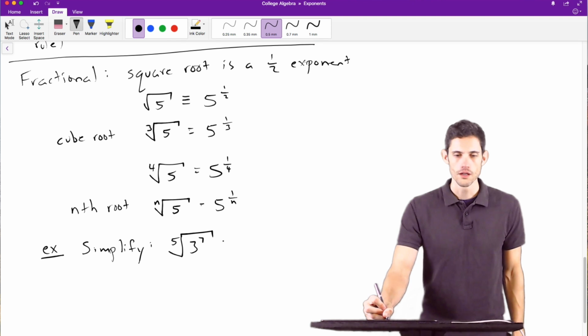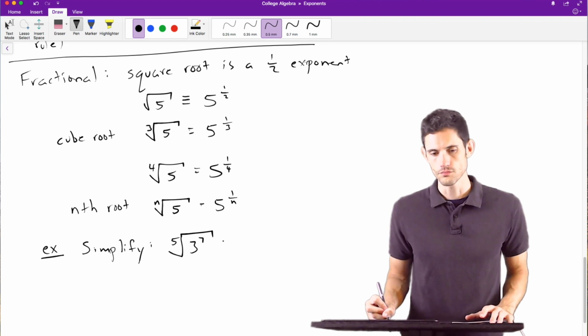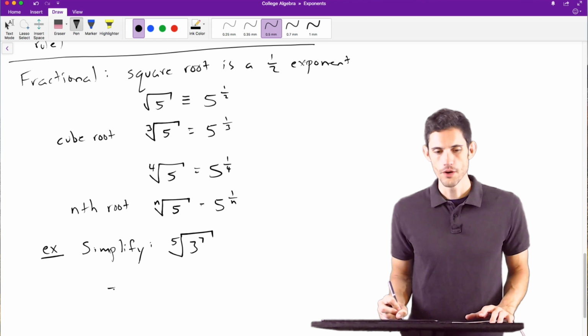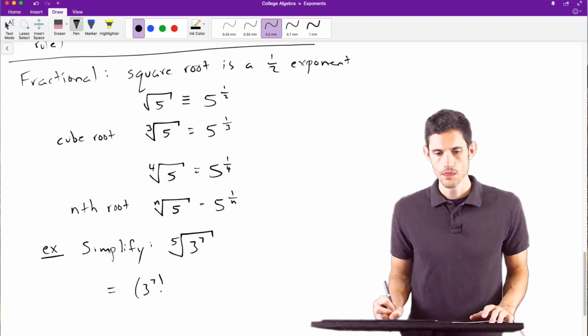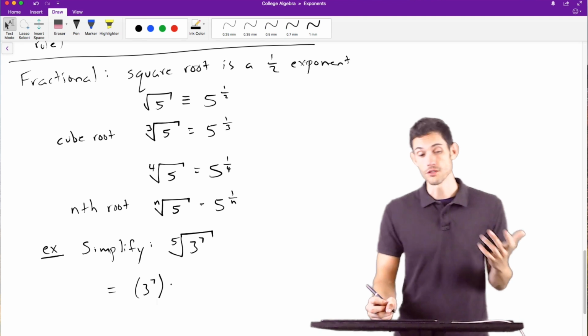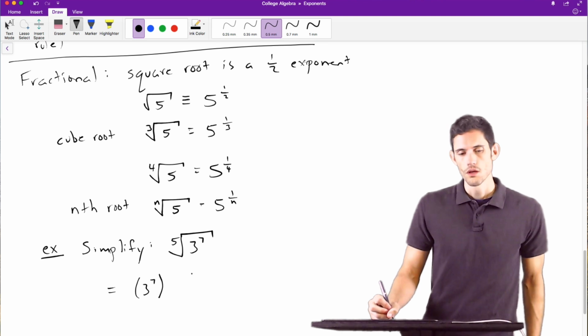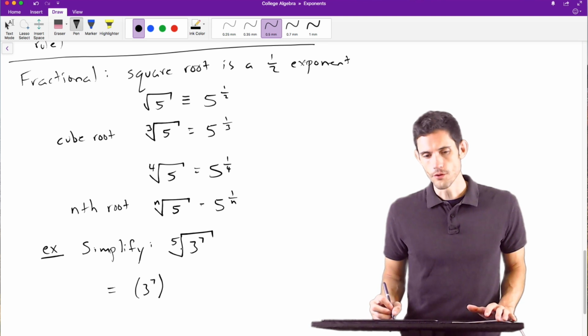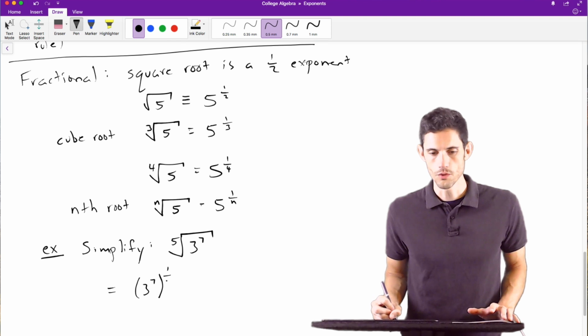Well, I know what a 5th root is. It's a 1/5 exponent. So I would write, just one step at a time, let's keep the 3 to the 7. Since it's a number and an exponent, I'm going to wrap it up in parentheses just to be safe. But the 5th root is the same as a 1/5 exponent, so I'm going to write 1/5 up here.